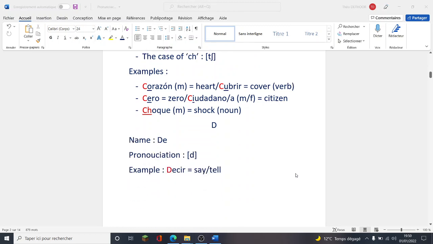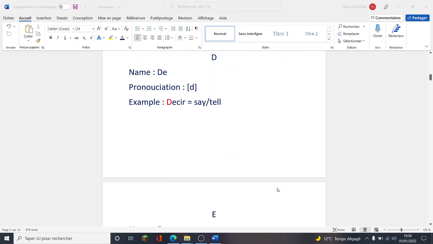What about the letter D? The letter D in Spanish is called la D, and its pronunciation is d, like in the word decir, which means to say or to tell.